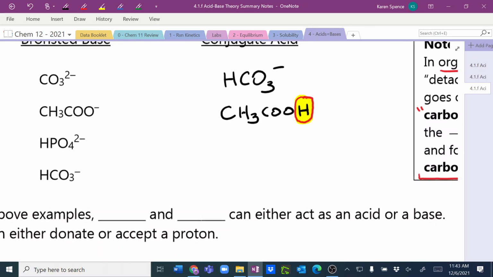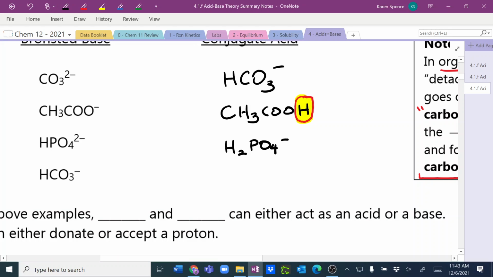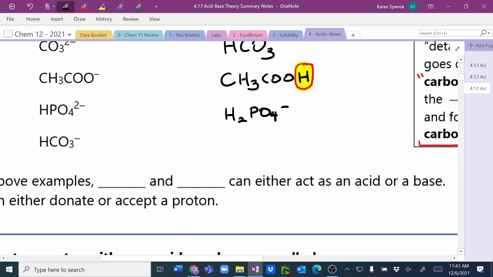What if we have HPO4 2 minus? Tell your partner, who is its conjugate acid? Yeah, we have to have 2 H's instead of 1 H. PO4, and it gains a positive charge, so instead of 2 minus, it's just minus 1. And if we have HCO3 minus, what does that become? H2CO3, and now it is neutral because it gained a positive charge. It was -1, we added a positive, it becomes neutral.